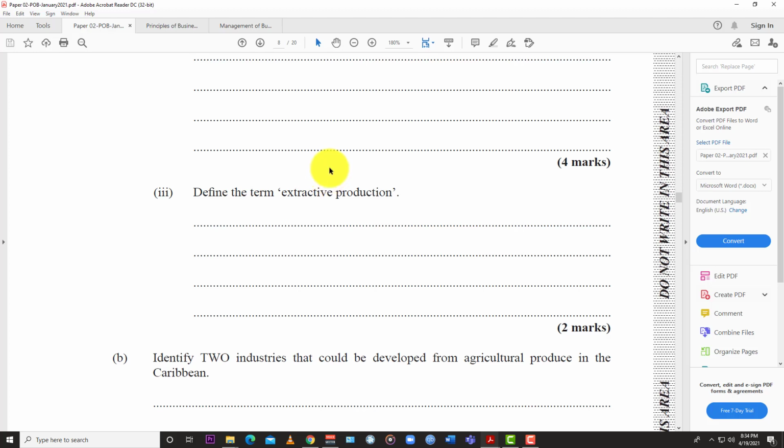Define the term extractive production. So the extractive level of production is the removal of natural resources that are found on the surface of the earth or in the crust of the earth. That's things like farming, mining, those things. You're taking them from the earth. So the removal of natural resources from the earth is what you call extractive production.